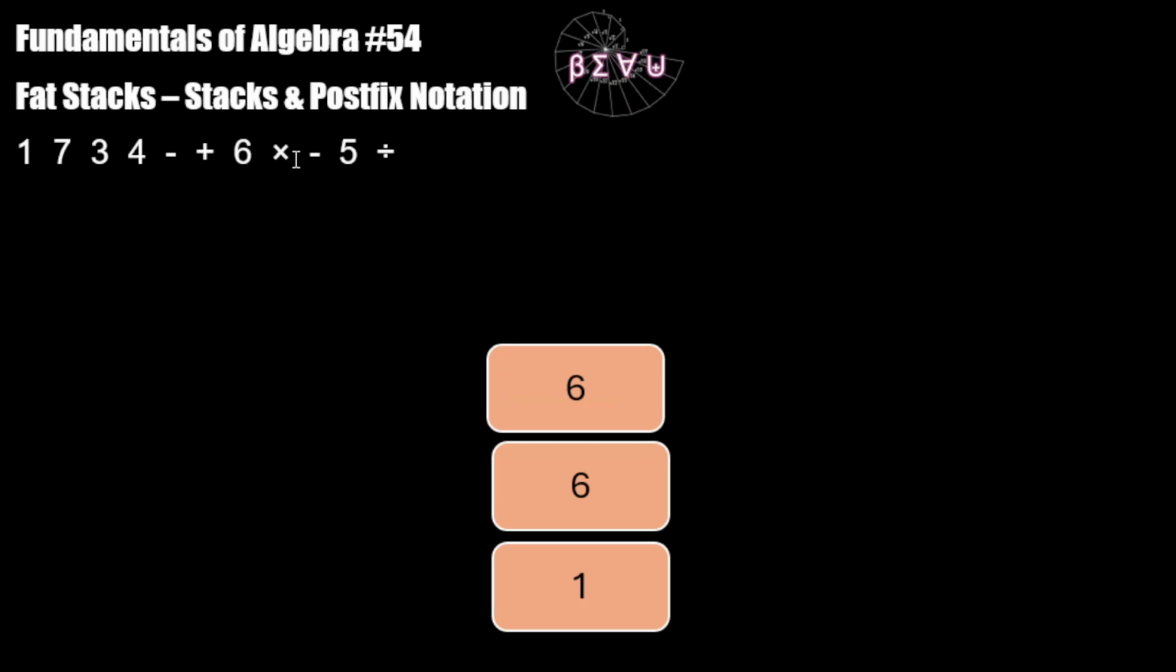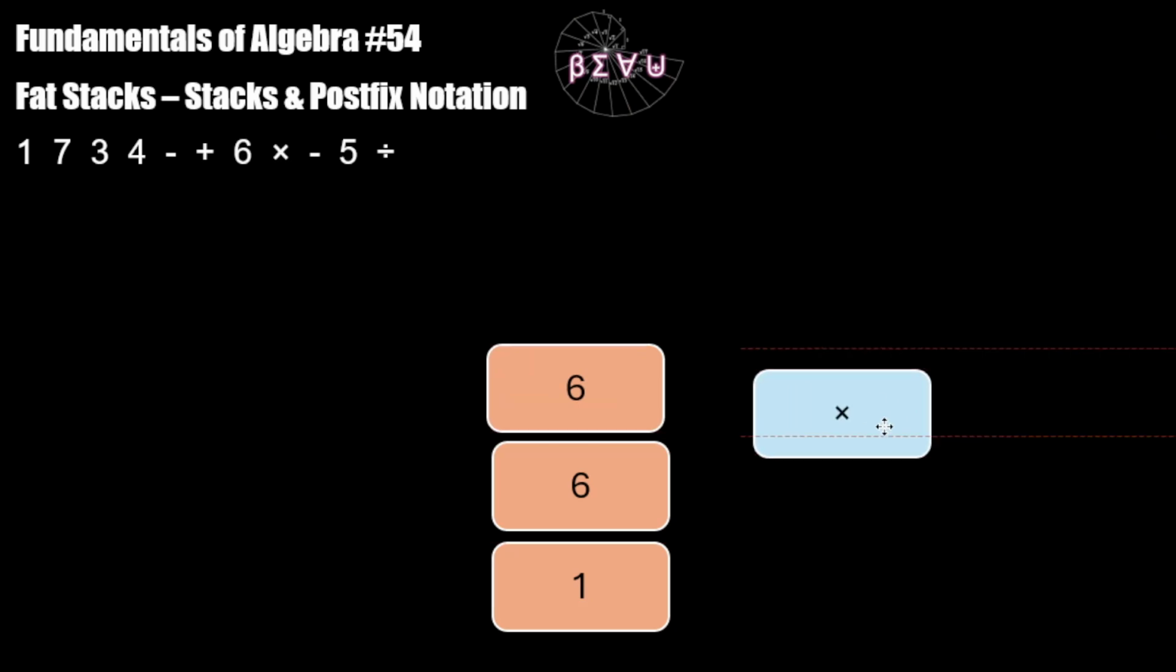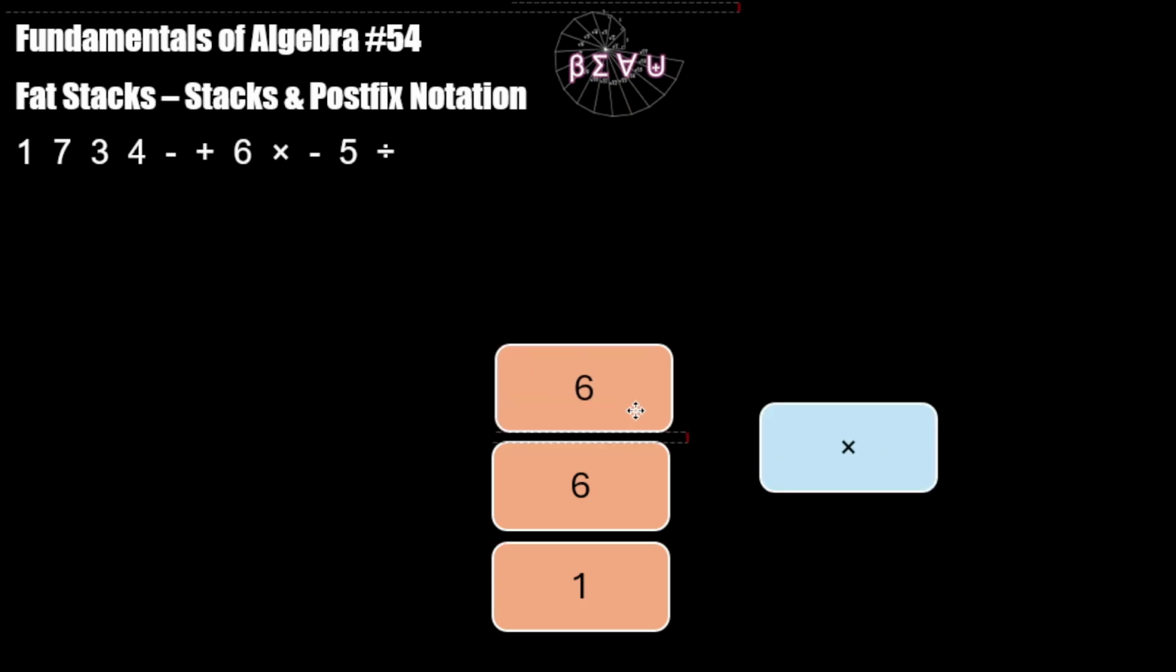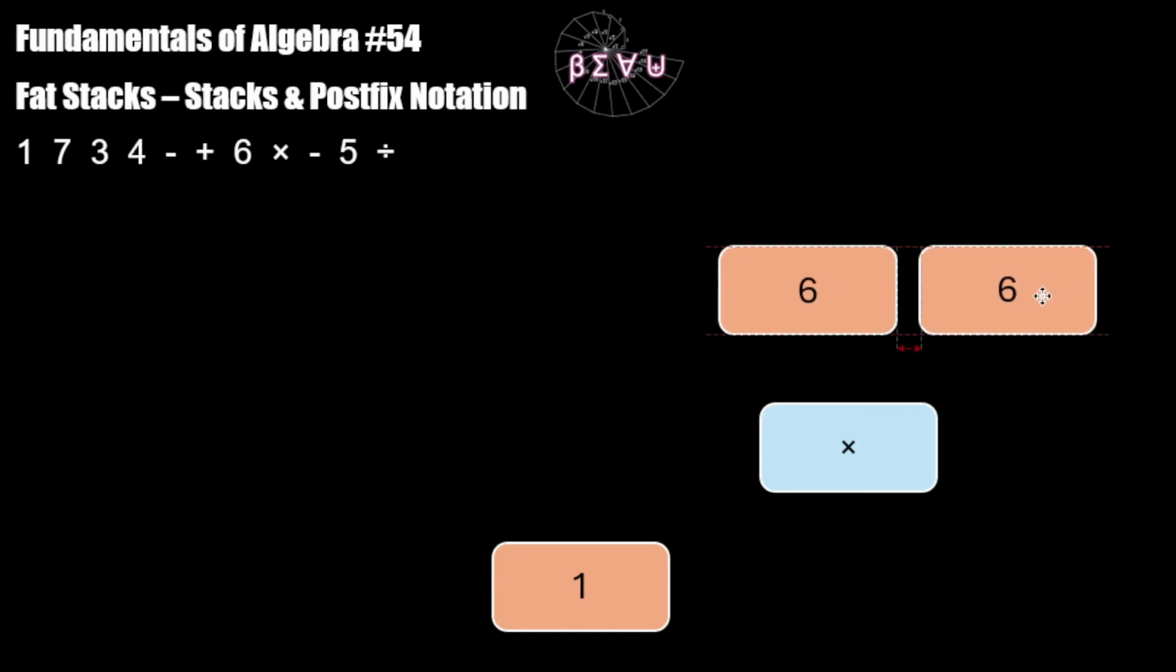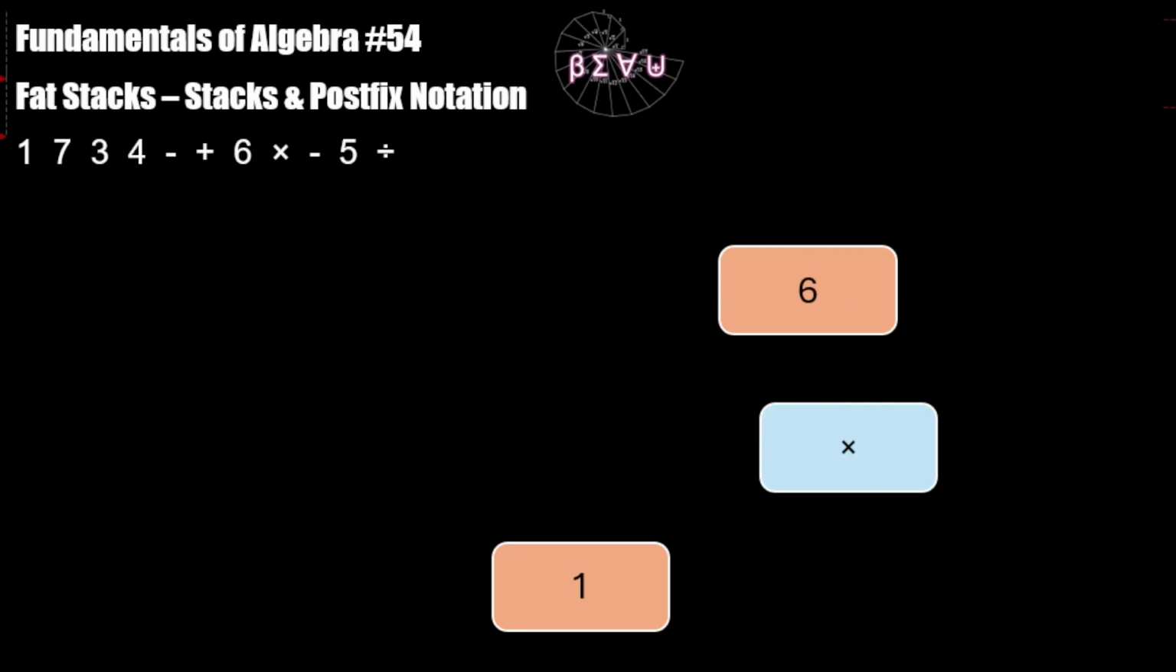Okay, and then we have multiplication. So we're going to take the multiplication operation. It being an operation means we have to pop twice off the stack, so the 6 and the 6. 6 times 6 is going to be 36, right? So we've completed that evaluation.